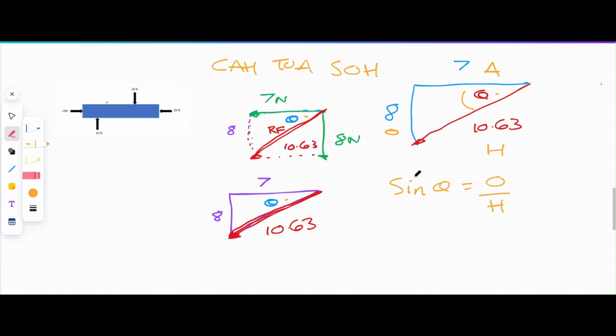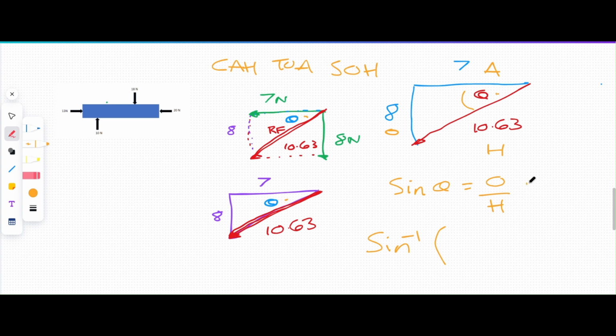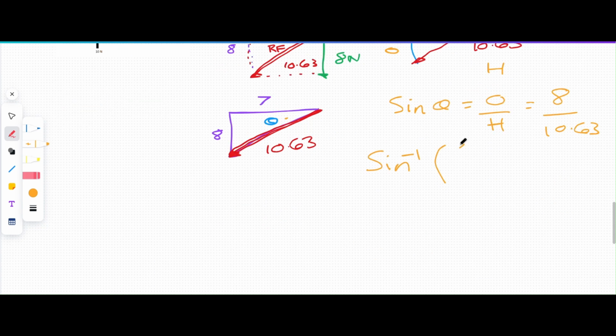Just like in the last 2 examples, we're finding the angle, so you've got to inverse. So on your calculator, sine -1. It might give you a bracket like that on your calculator. The opposite side is 8. Hypotenuse is 10.63. Okay, so in your calculator, 8, 10.63. Make sure you're in degrees, not radians. To inverse sine 8 divided by 10.63, and you get an angle about 50. That's the angle.